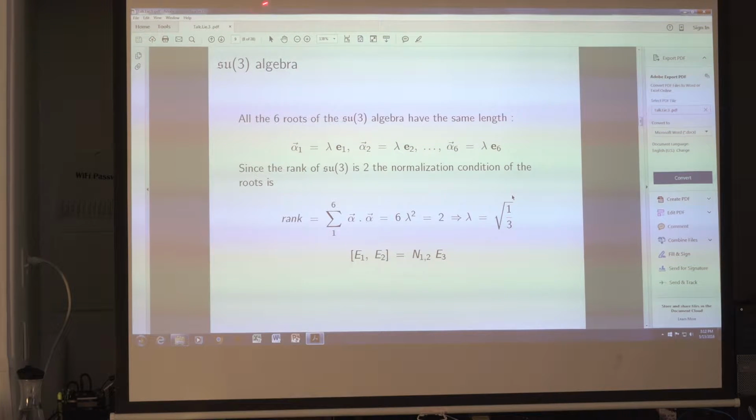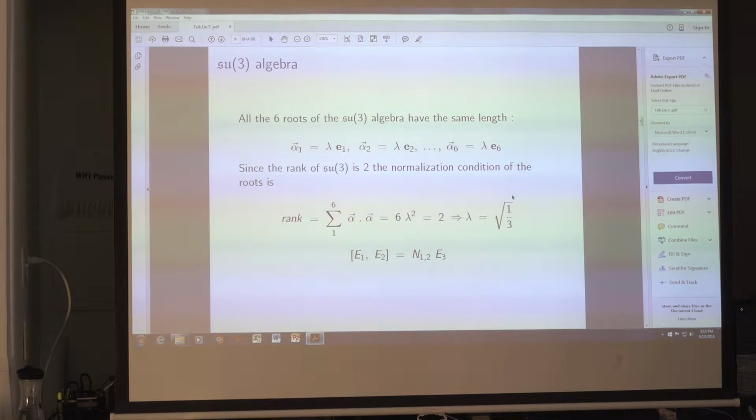So if you look at the SU3 algebra, the rank of the SU3 algebra is 2. This algebra is associated with the algebra you call A sub 2, the A series. And then it turns out that all the 6 roots of your algebra, remember you have two roots that correspond to the Cartan generators, which are 0. You don't include those root vectors. Then you have 6 of them, which are the other generators. So all of them have the same length.